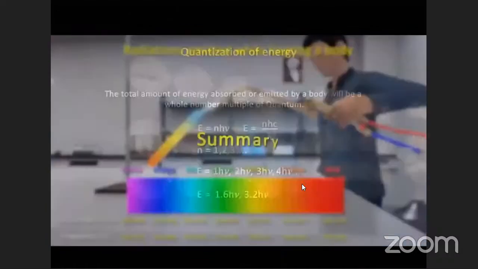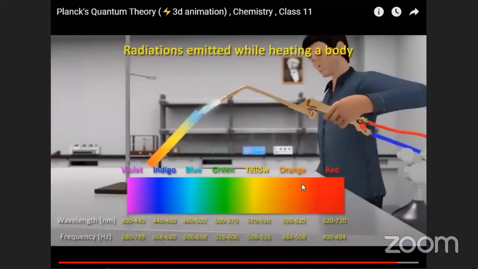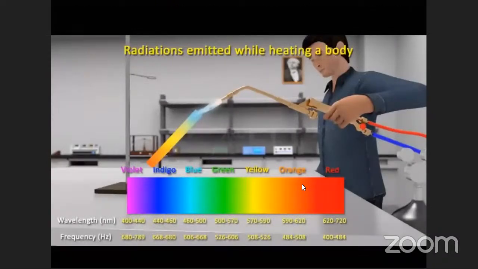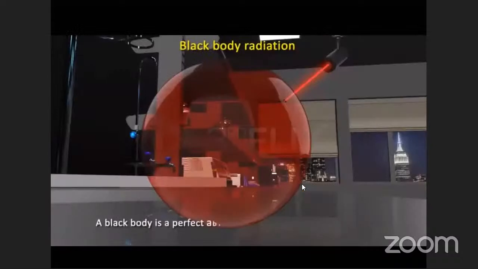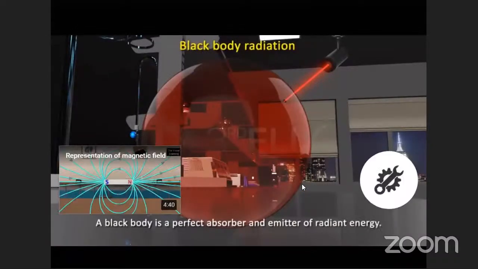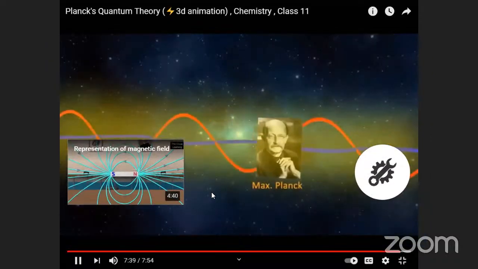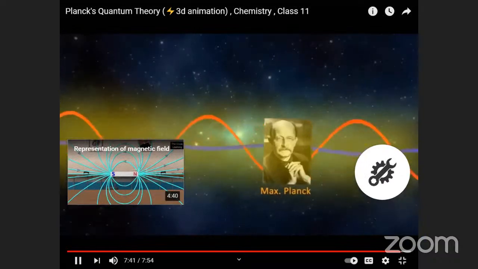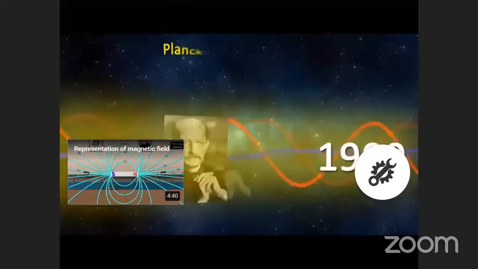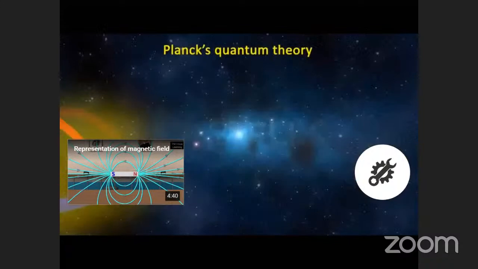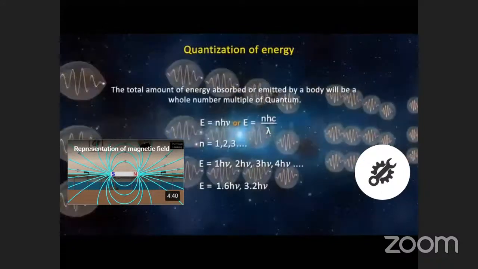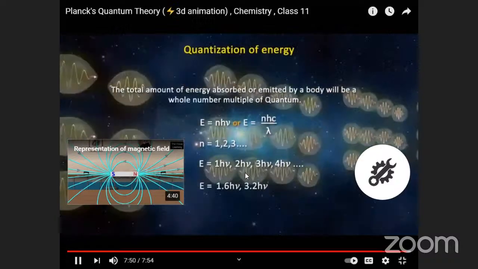Let's summarize. Energy is emitted in the increasing order of their frequency. A black body is a perfect absorber and emitter of radiant energy. According to Planck's quantum theory, energy is emitted or absorbed discontinuously in the form of small packets of energy called quanta. The energy of quanta E equals n h nu, and this energy is quantized.